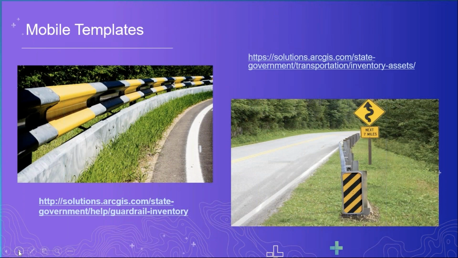In addition, we have developed a number of simple templates, not necessarily for QuickCapture, but for other components of our mobile solutions that you can freely download from our solutions page, which are also designed to get agencies up and running, collecting data in no time. So templates for everything from collecting information about guardrails, signs, signals, rail crossings, pavement markings, among others.